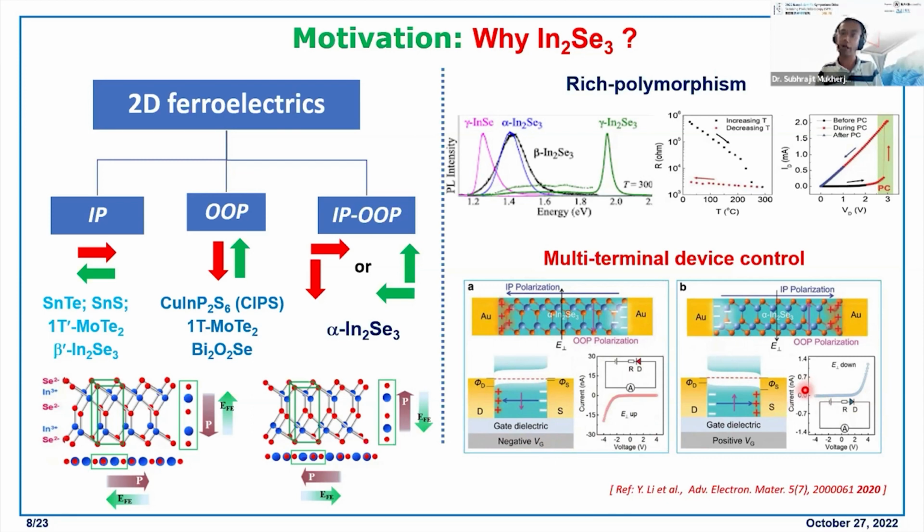Another important thing is that this indium selenide is multi-phase, like beta phase, alpha phase, gamma phase, and they have different metallic properties. The alpha phase is a semiconductor, but the beta phase is metallic. So if you can change the phase from alpha to beta or beta to alpha, you have a different range of conductivity. So you can actually make a phase change memory also using this.